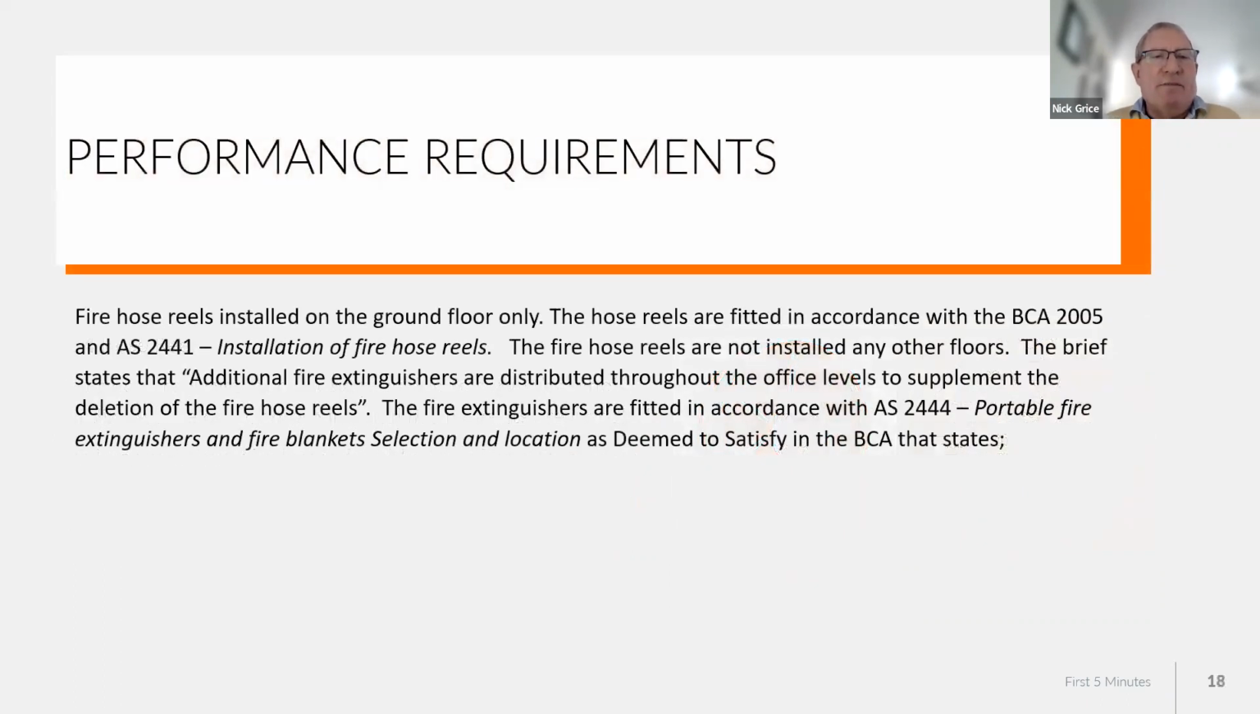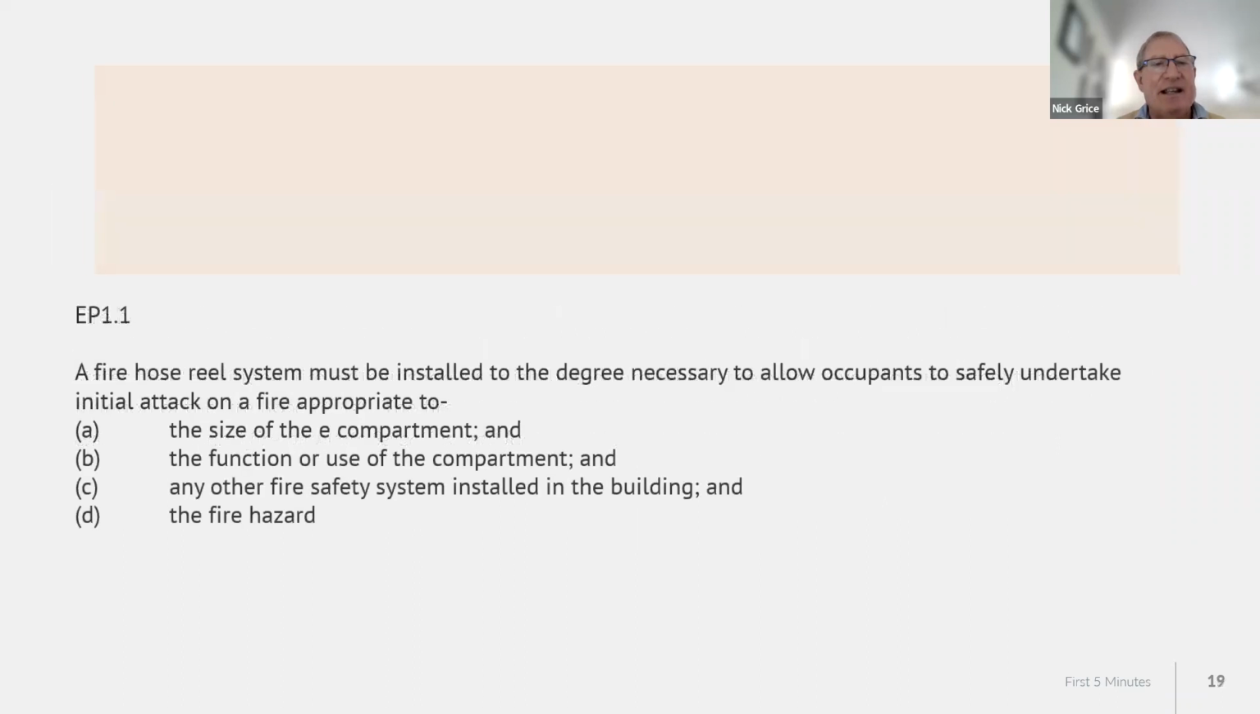So the performance requirement says the fire hose reels are only installed on the ground floor, and they will fit in accordance with the BCA 2005 and AS 2441, installation of fire hose reels. They're not installed on any other floors. The brief states that additional fire extinguishers are distributed throughout the office levels to supplement the deletion of fire hose reels. The fire extinguishers fit into AS 2444, and they state the selection and location as the deemed-to-satisfy BCA states.